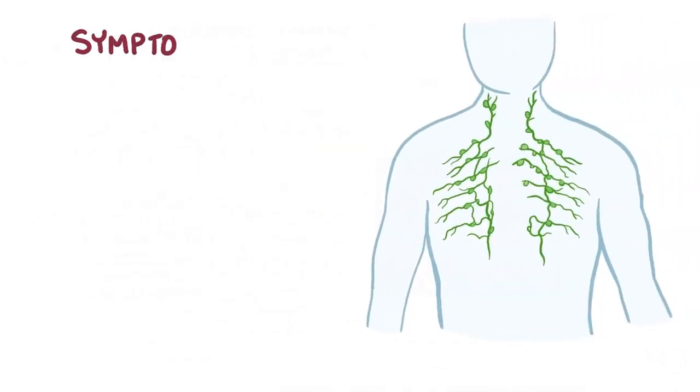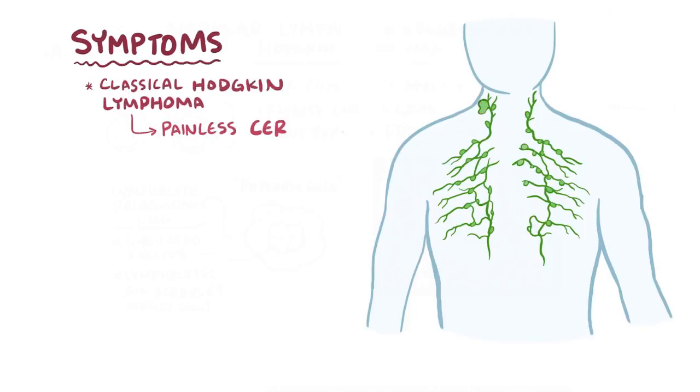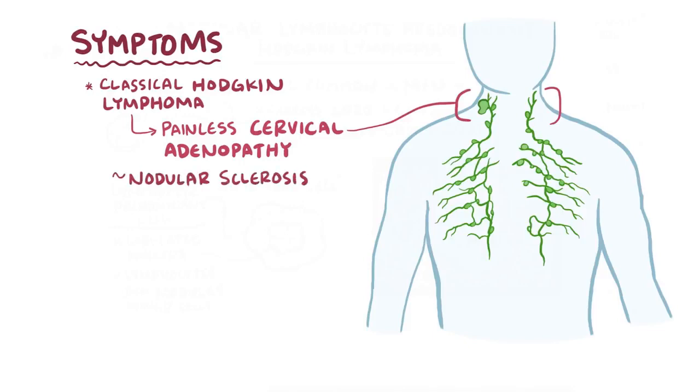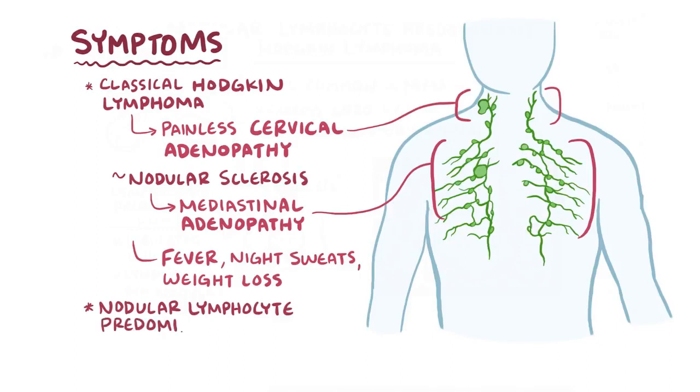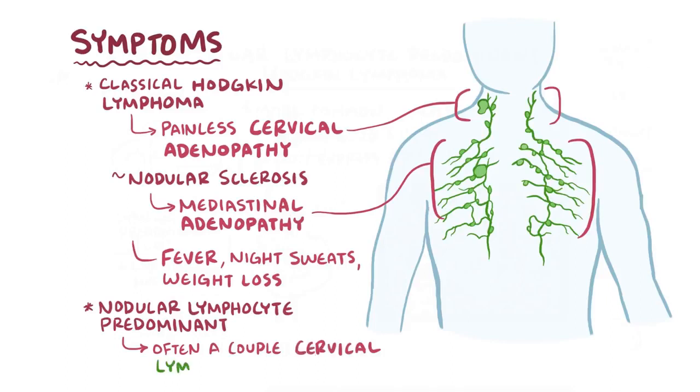As far as symptoms go, individuals with classical Hodgkin lymphoma usually develop painless cervical lymphadenopathy. And with the nodular sclerosis subtype, mediastinal lymphadenopathy is common. Also, the release of cytokines causes symptoms like fever, drenching night sweats, and weight loss. In contrast, though, nodular lymphocyte predominant Hodgkin lymphoma is rarely associated with these symptoms, and usually affects only a few cervical lymph nodes.